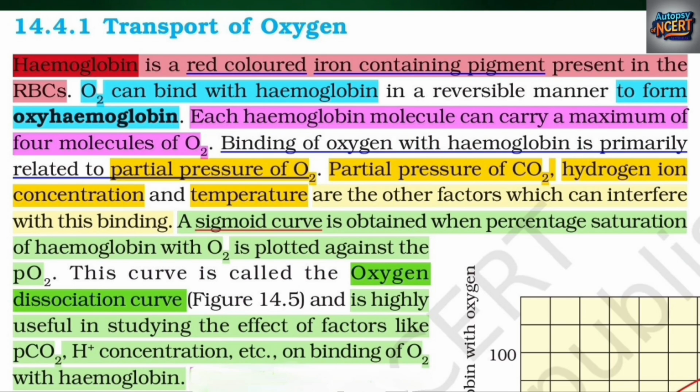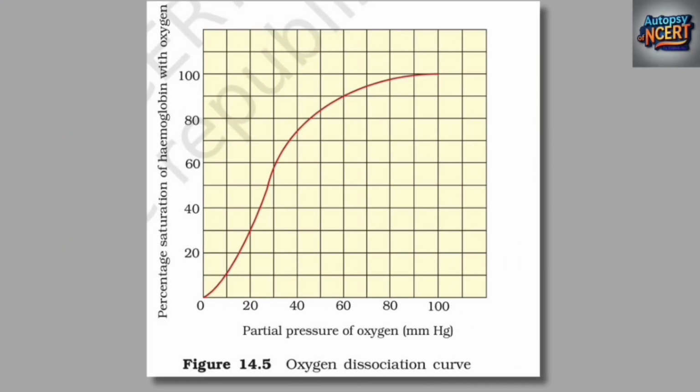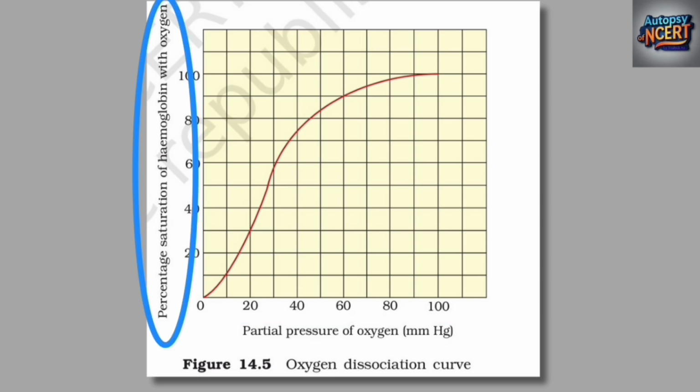A sigmoid curve is obtained when percentage saturation of hemoglobin with O2 is plotted against the PO2. This curve is called the oxygen dissociation curve, figure 14.5, and is highly useful in studying the effect of factors like pCO2, H+ concentration, etc., on binding of O2 with hemoglobin. Oxygen dissociation curve. Partial pressure of oxygen, in mmHg. Percentage saturation of hemoglobin with oxygen.